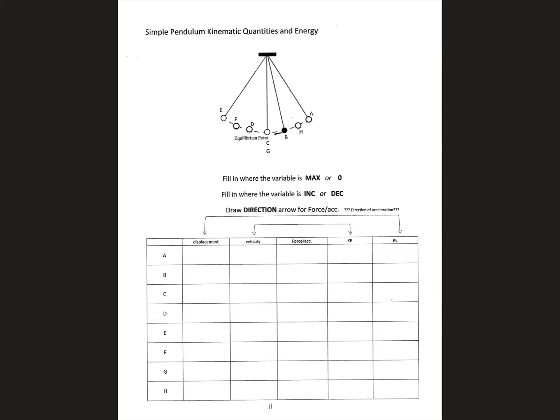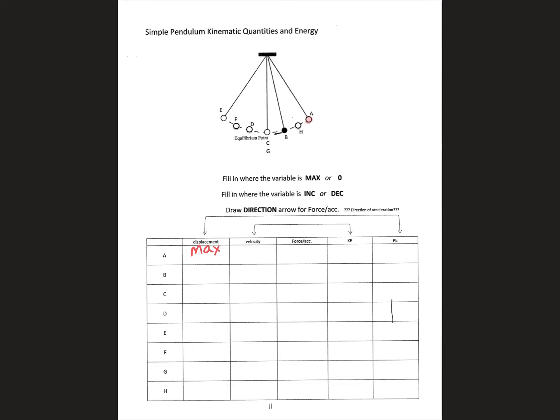So let's find and label whether the variable is maximum or zero, or maximum or minimum, and whether the variable is increasing or decreasing if it's going through a transition. So for example, at position A, where is that? That's all the way over here. Position A is at a maximum displacement. So let's write in maximum displacement.